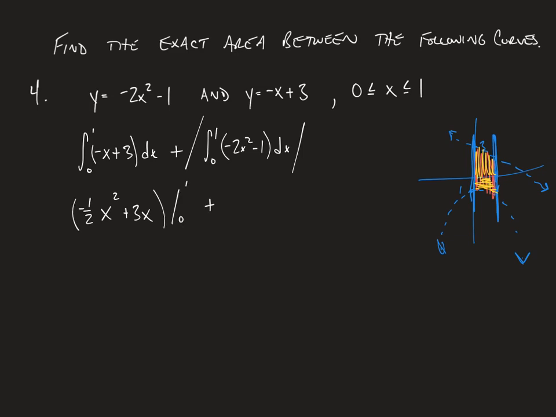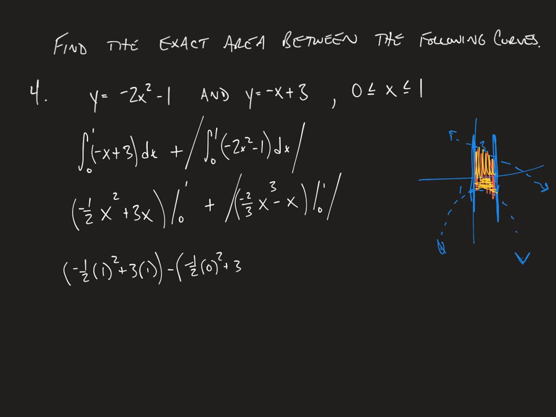And we're going to add that to the absolute value of this will be x to the third, but it's going to be a negative 2/3 x to the third minus x evaluated from 0 to 1. So now we can evaluate these here. So this is going to be negative 1/2 times 1 squared plus 3 times 1 minus negative 1/2 times 0 squared plus 3 times 0.